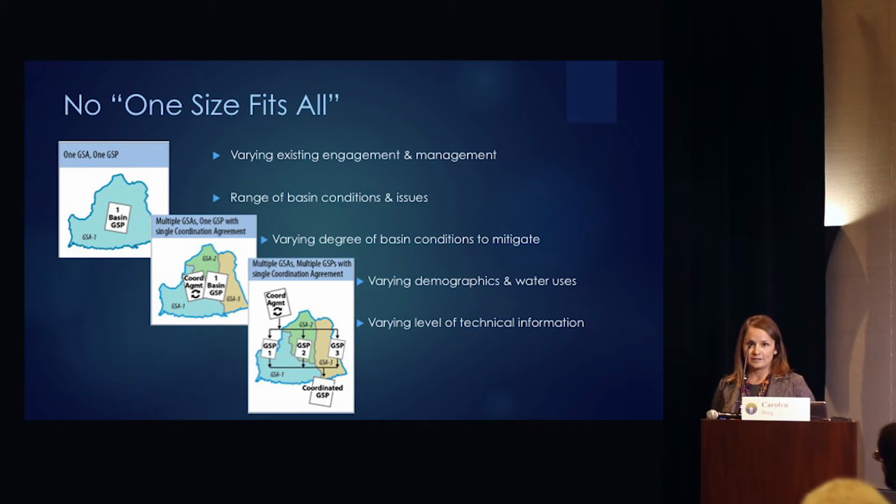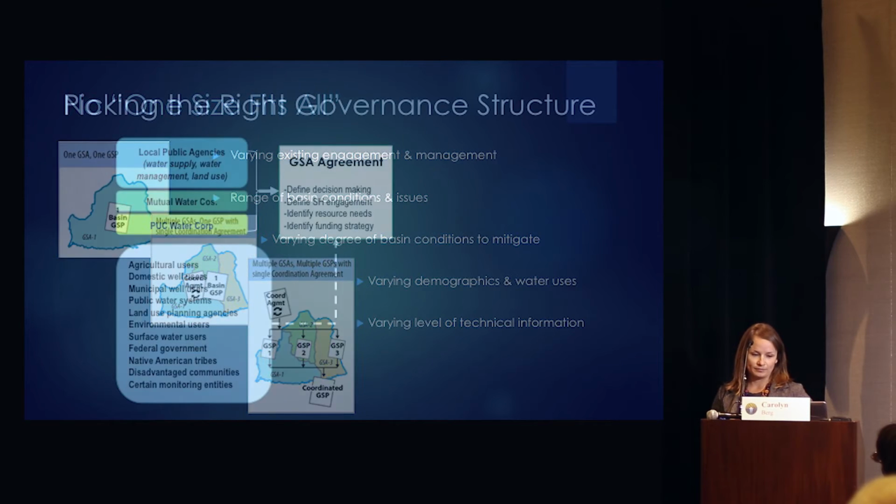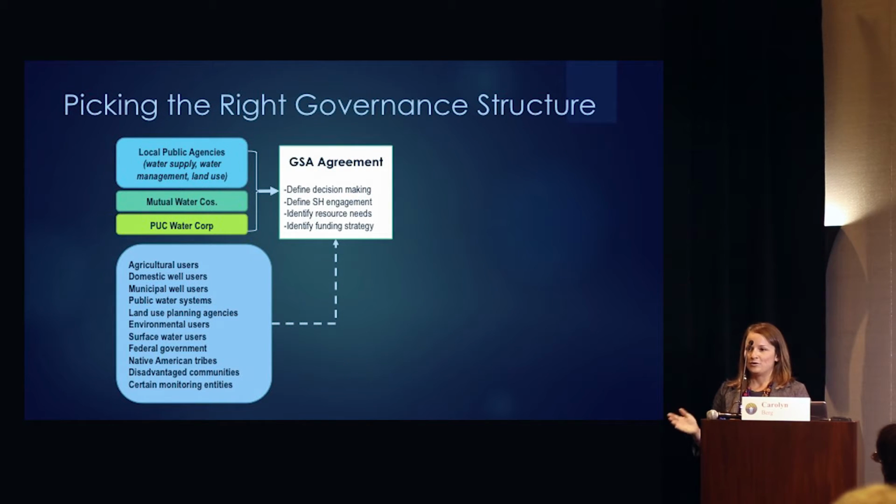So in the Paso Basin and Creston Basin, we have significantly declining groundwater levels and quality issues, whereas in Los Osos Basin, we have seawater intrusion. So just a lot of different issues we're trying to work around. And then in all the basins, we also have varying levels of engagement and management. And so how do we work around that when we start thinking about governance?